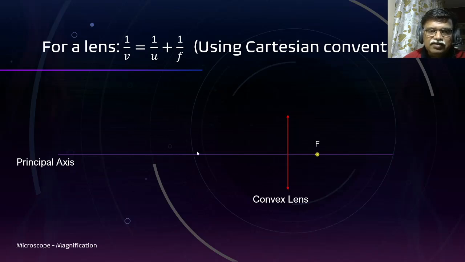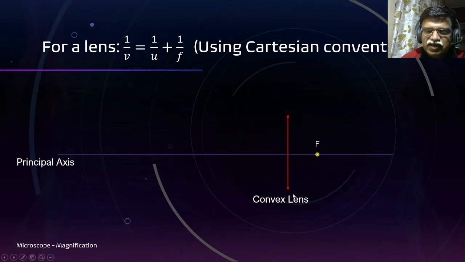Now for a lens, the relation between image and object distances is 1/v = 1/u + 1/f, especially when we are using the Cartesian convention, that is, distances on the left hand side are negative and distances on the right hand side are positive.